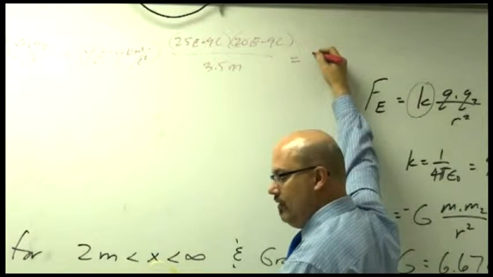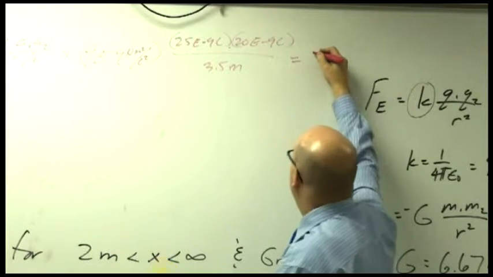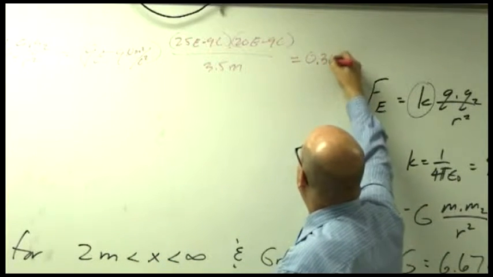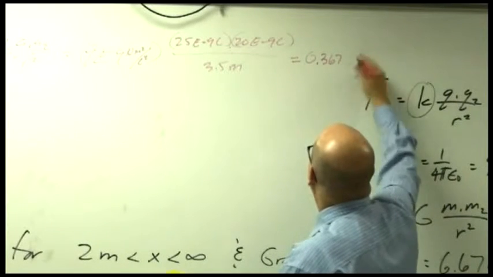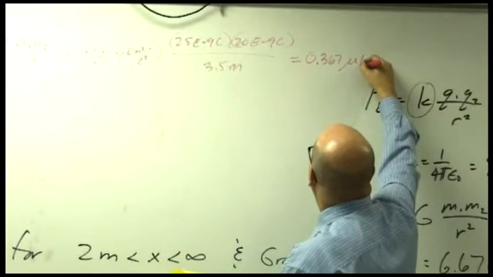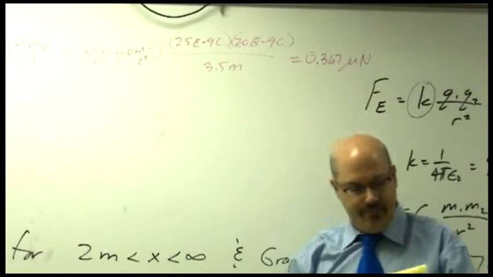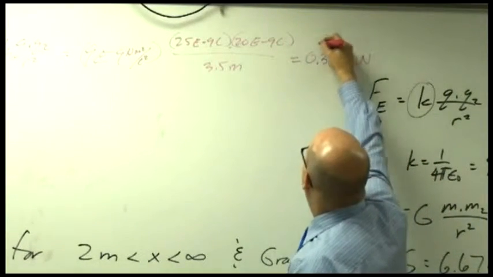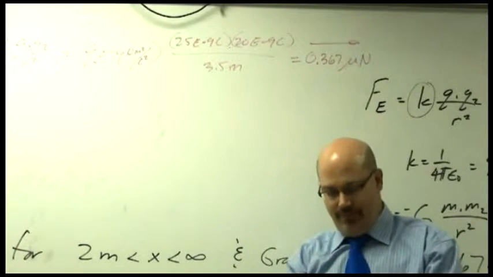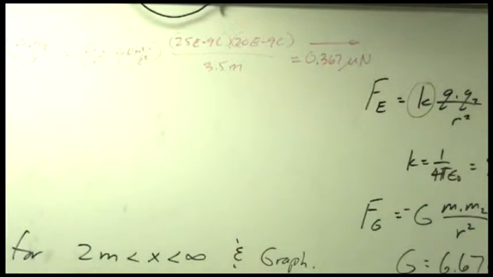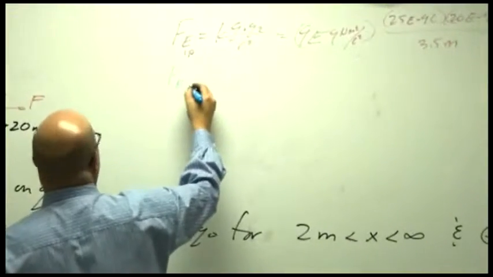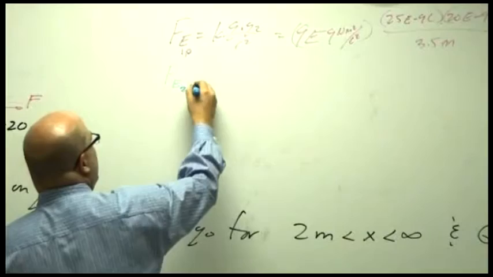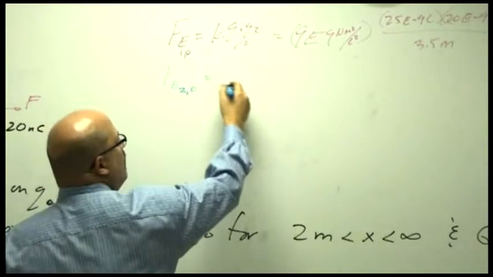What do you get? 3.67 e to the negative 7. So I'm going to put 0.367 micronewtons. Is that okay? I'm going to call that positive, in that direction. If we repeat this for the electric force from charge 2 on charge 0, what do we get?